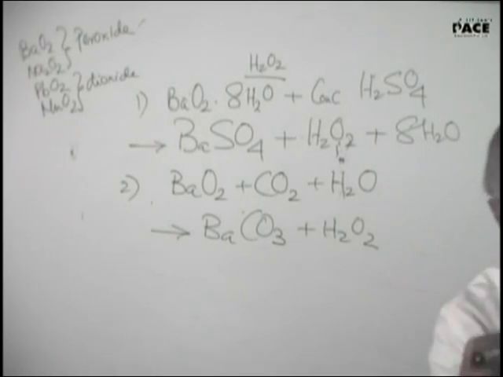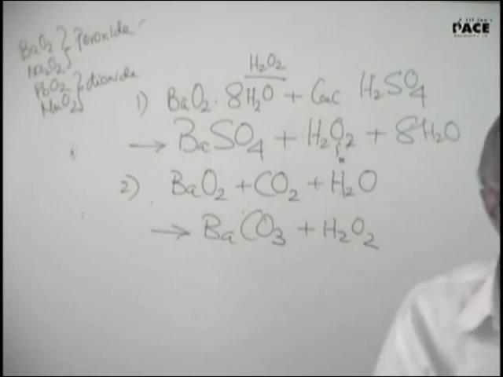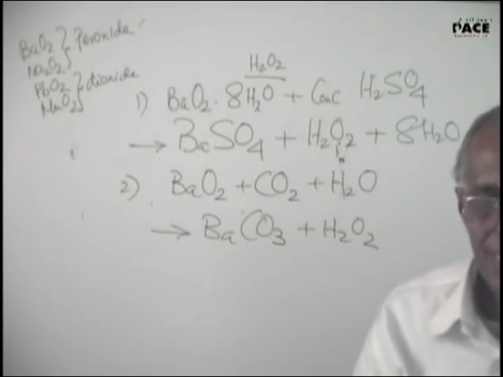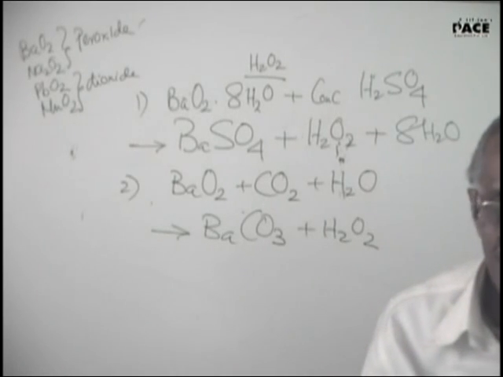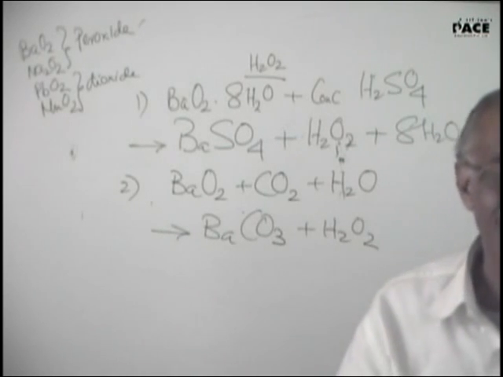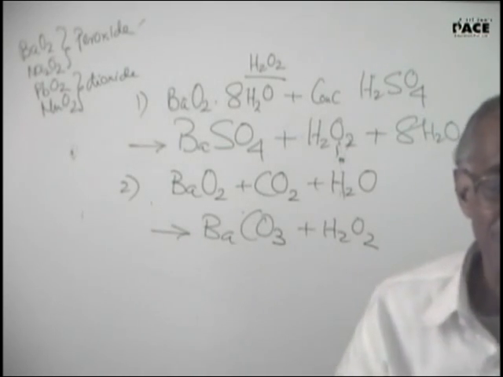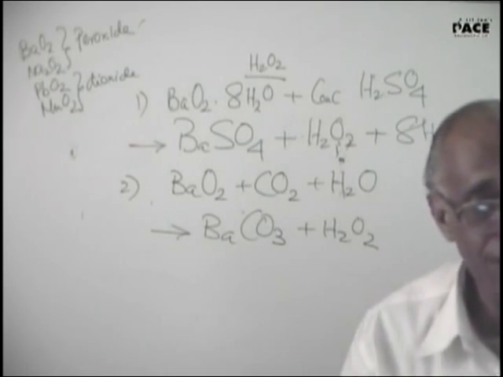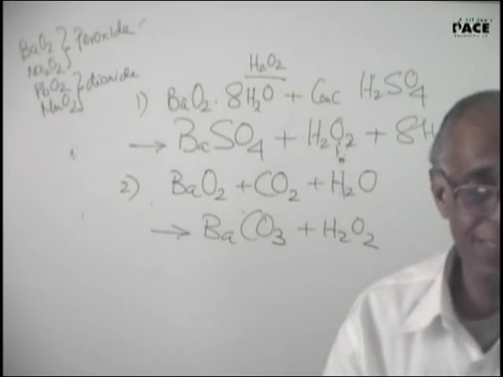But what chemical test can you do to distinguish oxide from peroxide? Peroxides give H2O2 when... Who told me, who said H2O2? Let me see the ball. Peroxide on acidification gives hydrogen peroxide. Yes, 100% correct. A peroxide on acidification gives hydrogen peroxide, but oxide on acidification gives water.